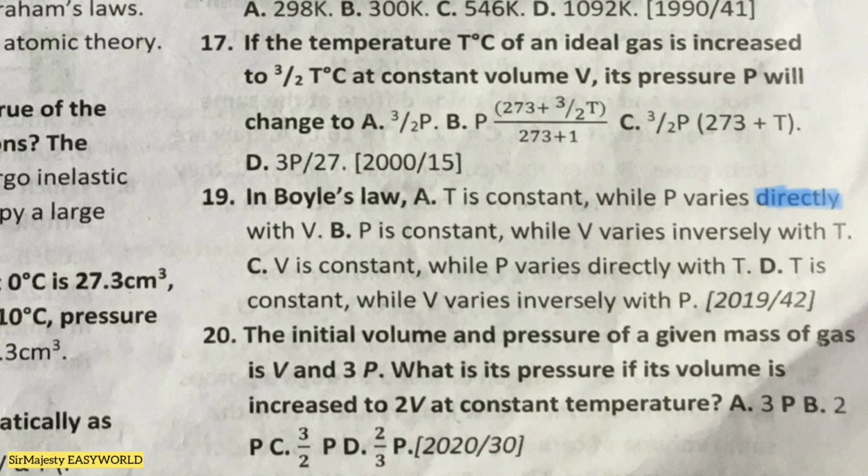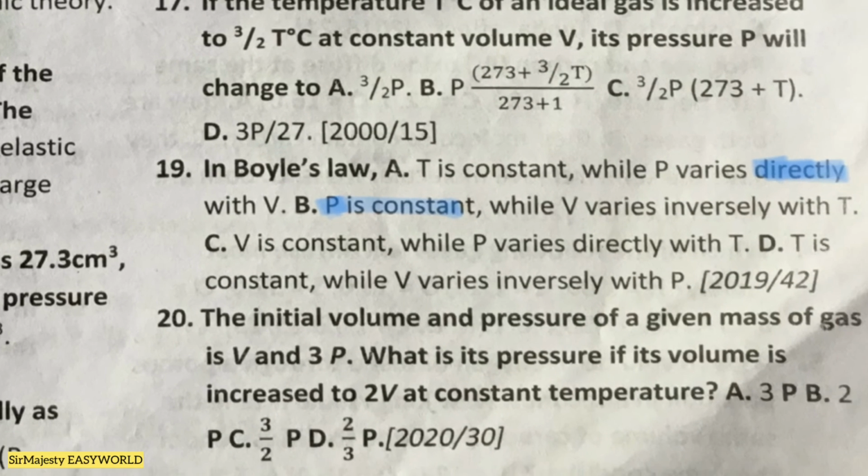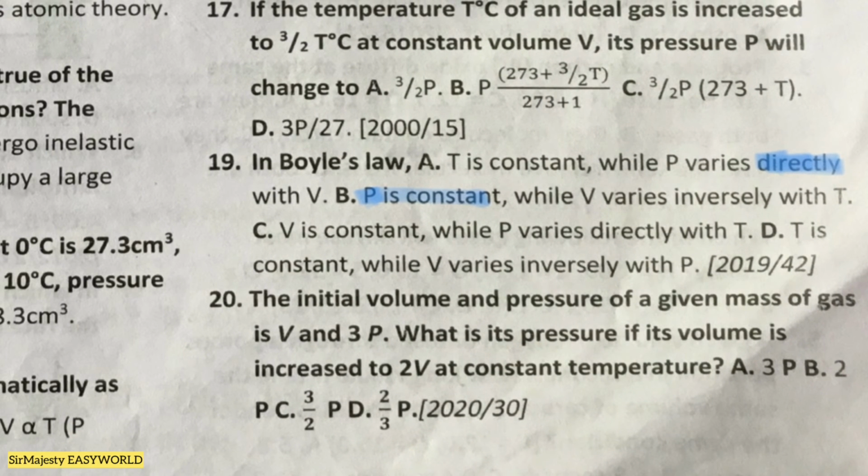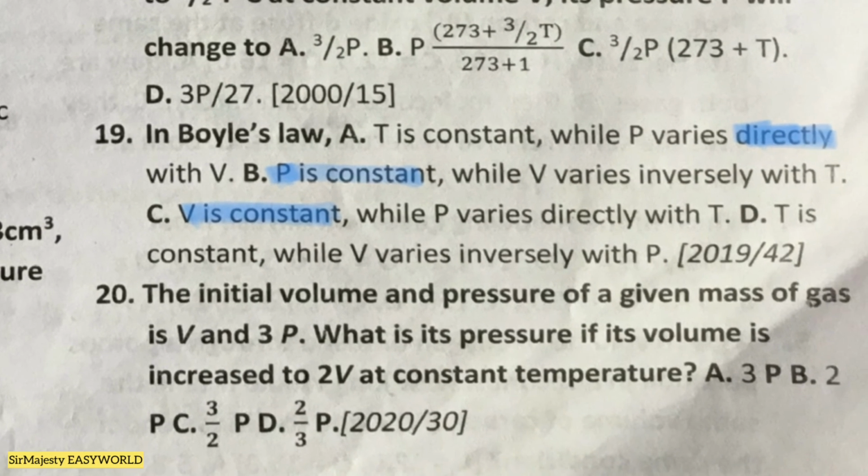Then option B says pressure is constant. Pressure is never constant in Boyle's law. Rather, it is temperature that is constant. Then option C says V is constant. No. Volume is only constant for what we call the pressure law, or the so-called Gay-Lussac's law. But don't confuse it with Gay-Lussac's law of combining volumes. No, that's not what I mean. The pressure law can also be called Gay-Lussac's law.